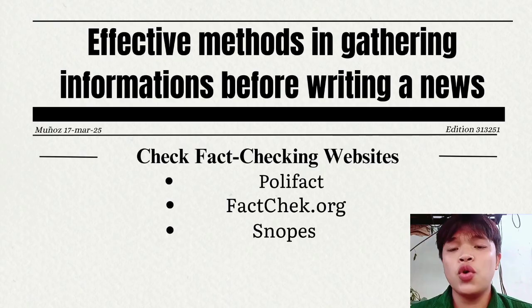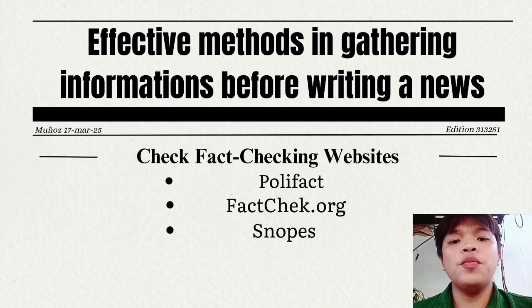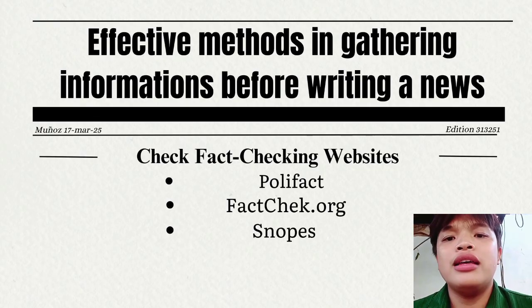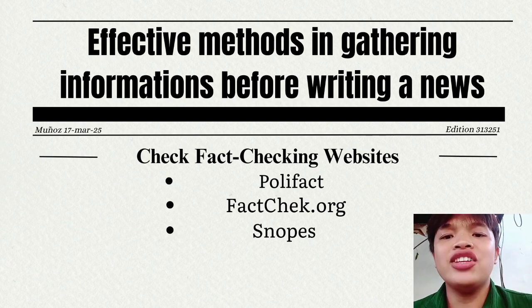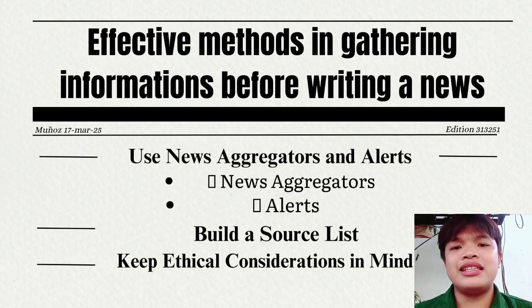Use sites like Snopes, FactCheck.org, or PolitiFact to verify claims and gather accurate information. So here are some websites for fact checking. We have first PolitiFact, FactCheck.org, Washington Post Fact Checker. Next we have Snopes, Fact Check from Duke Reporters' Lab, Site Check, Media Bias Fact Check, NPR Fact Check.